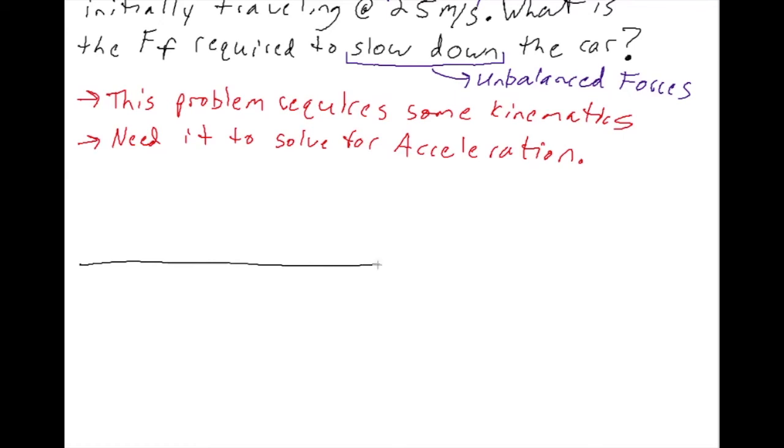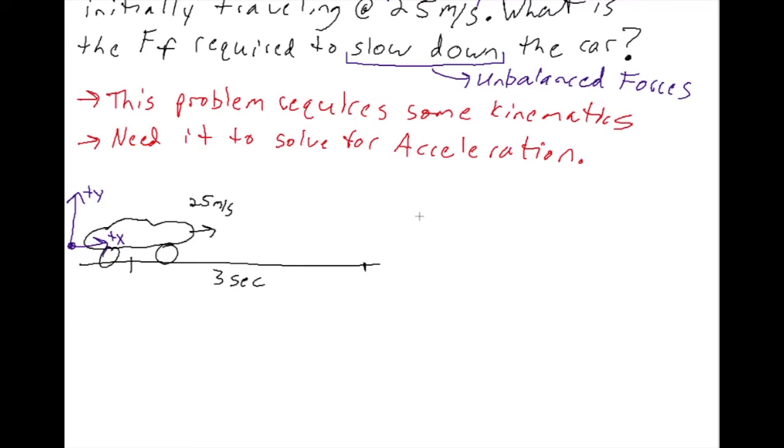So here's my road, here's my car, and my car is moving on this road initially at a velocity of 25 meters per second. And then it comes to a stop somewhere over here, and we know that that is 3 seconds later. I'm going to go ahead and label my origin so I know exactly what's positive and what's negative. Up is the positive y, and to the right is the positive x. That also tells me what my initial distance and my final distances are.